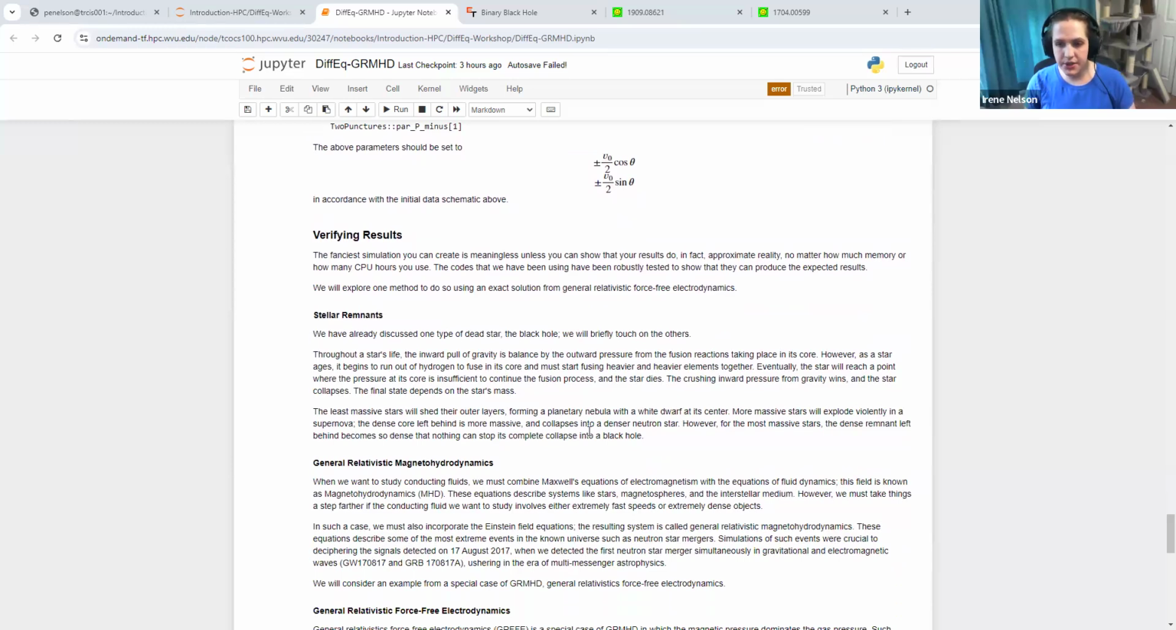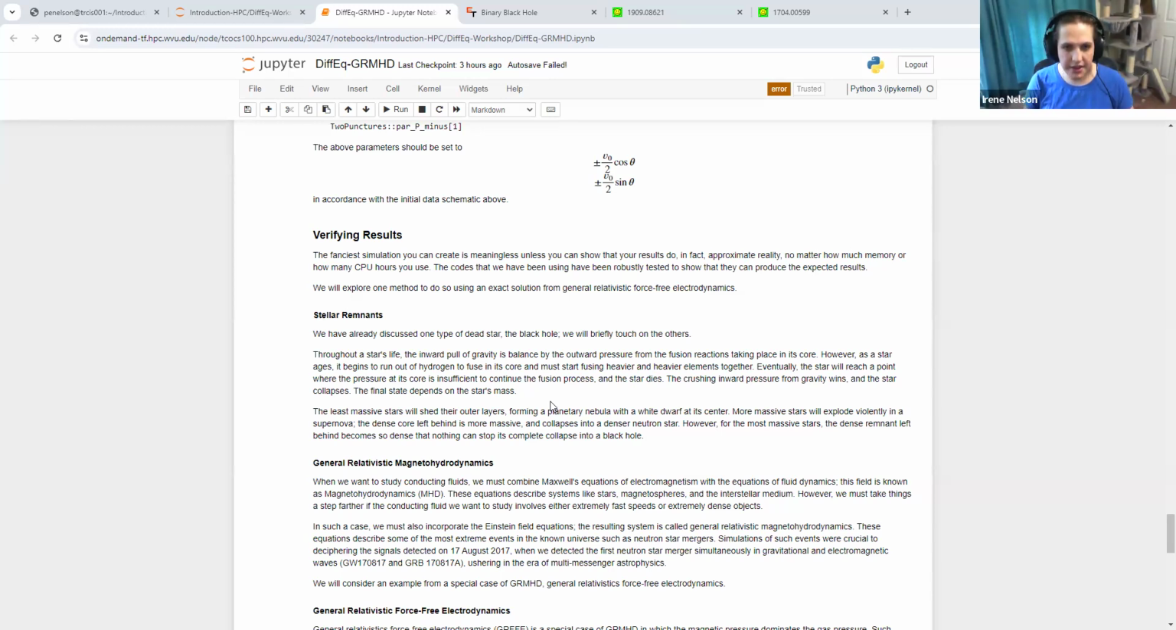Okay, so we're going to now pivot away from this specific example, and we're going to talk about how we verify our results, how we know that these simulations are even kind of useful. Because the fanciest simulation you could do, no matter how much memory you're throwing at it, how fine the resolution, how many CPU hours you're throwing at it, that's all going to be meaningless unless you can show that your results do in fact get close to reality.